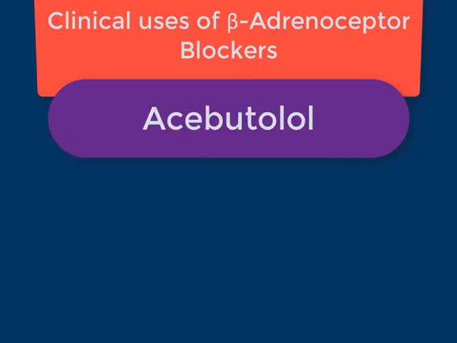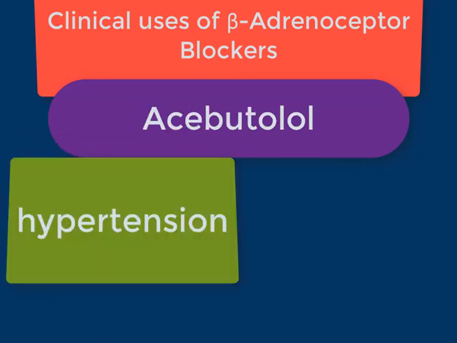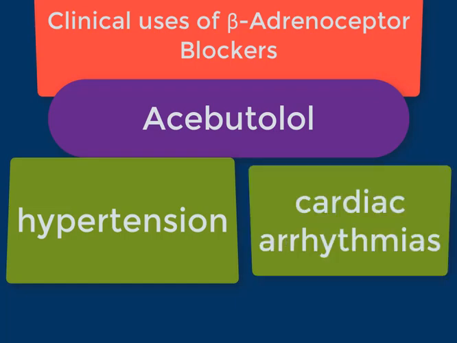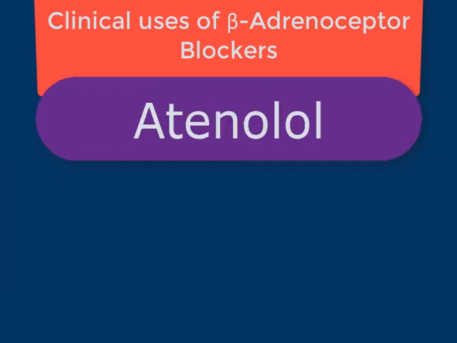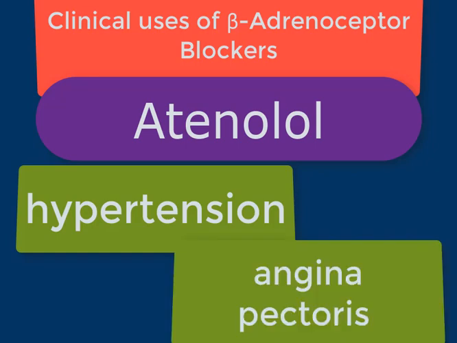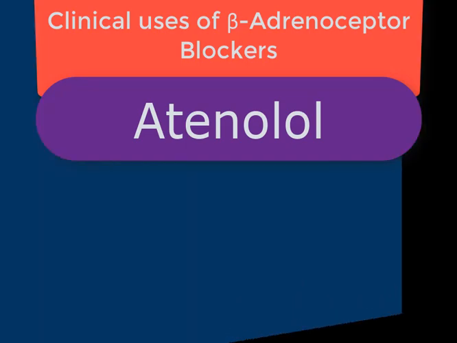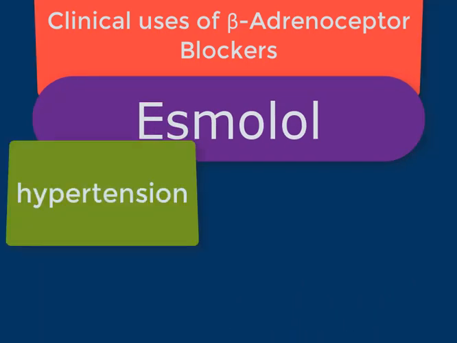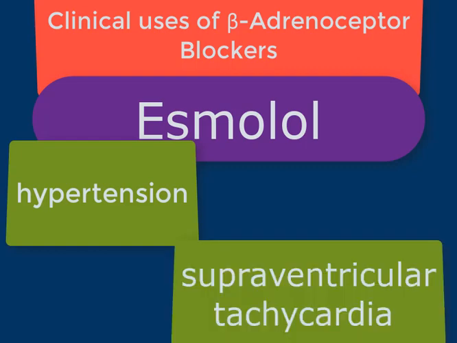Acebutolol is a cardioselective beta blocker. Acebutolol is administered orally to treat hypertension and cardiac arrhythmias, especially ventricular premature beats. Atenolol is administered orally or parenterally and is primarily used to treat hypertension and angina. Esmolol has a much shorter half-life than other beta blockers and is administered intravenously to treat hypertension and acute supraventricular tachycardia when these occur during surgery.